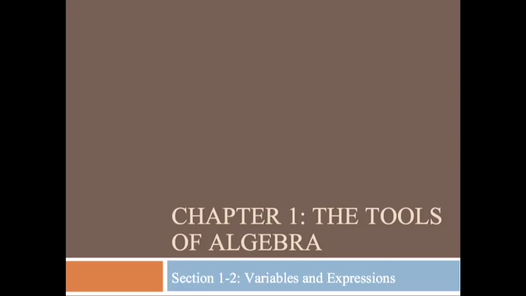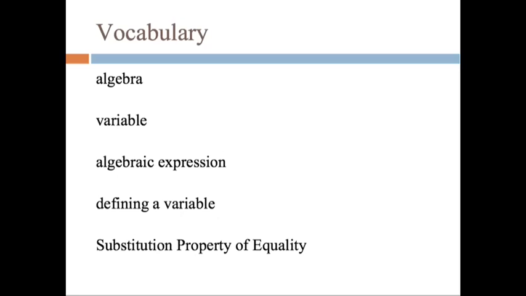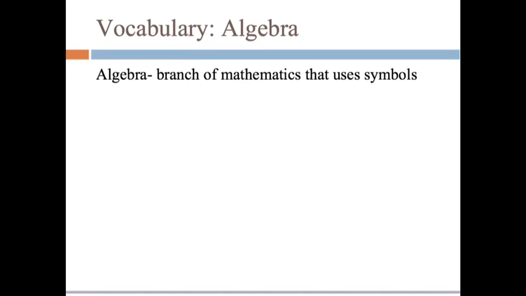Hey pre-algebra, we are on to our second section of the first chapter. We're looking at variables and expressions. As you can see, here's our list of vocabulary words for this section. The words algebra, variable, algebraic expression, defining a variable, and substitution property of equality are the vocabulary words that we're going to use in this section.